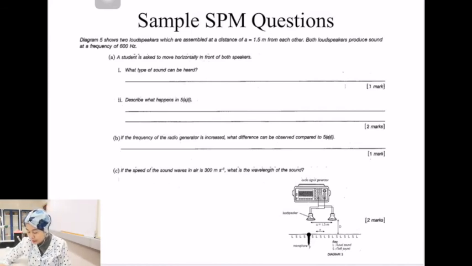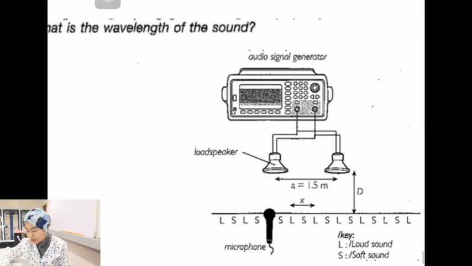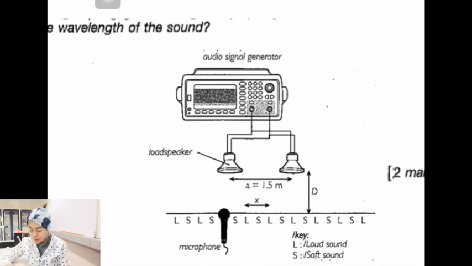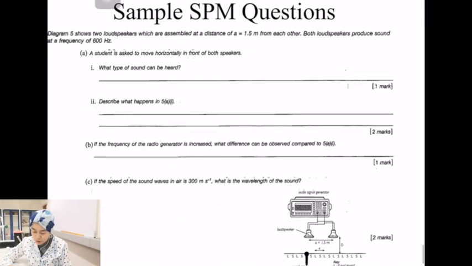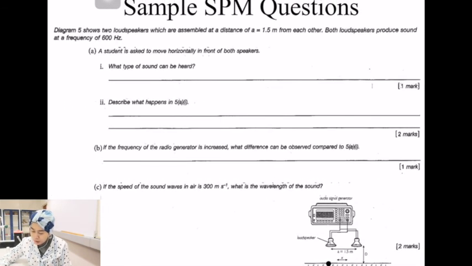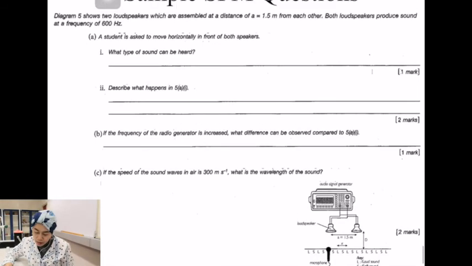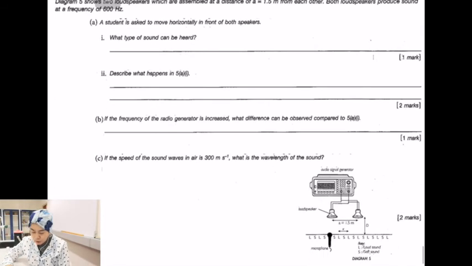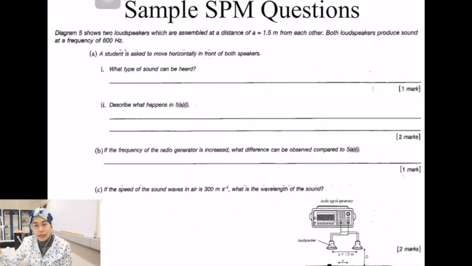Okay, so this experiment is just like the one that I showed you before, the experiment about sound interference. So the question here, they gave you the distance of A, which is the distance between the two speakers. And then they also give you the frequency, right? And here's the question. Okay, what type of sound can be heard? So the sound that the student can hear, or the sound that is captured by the microphone in this case, will be an alternate of loud and soft sound, which is the interference.